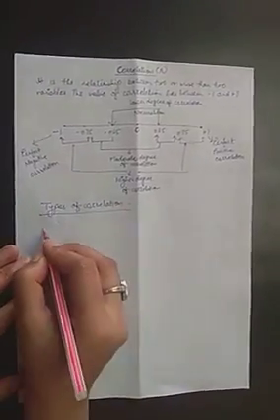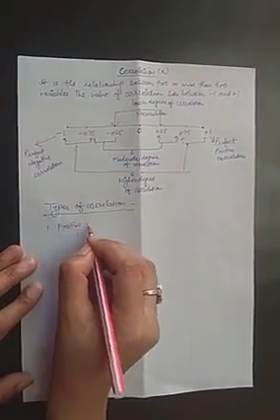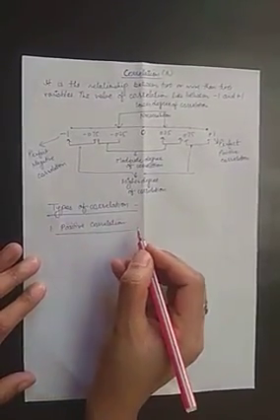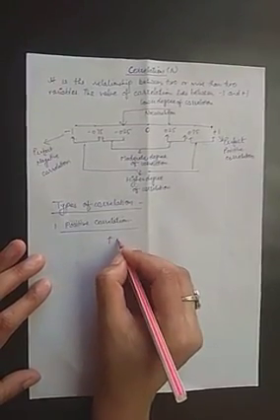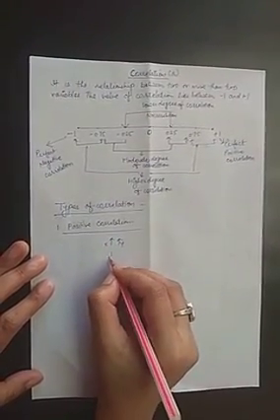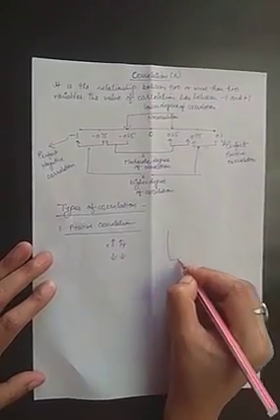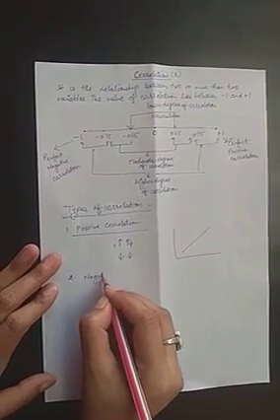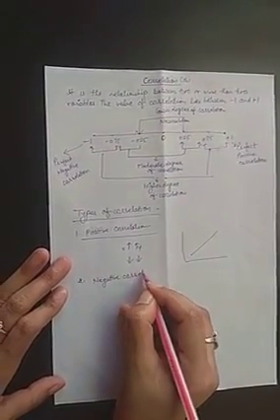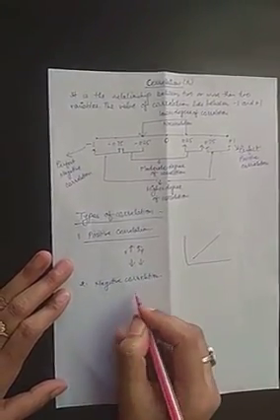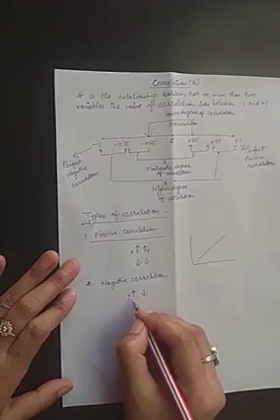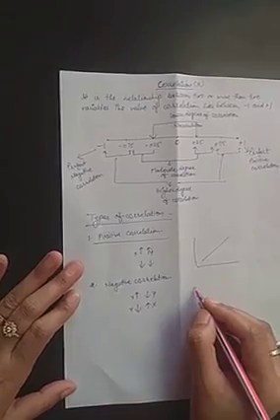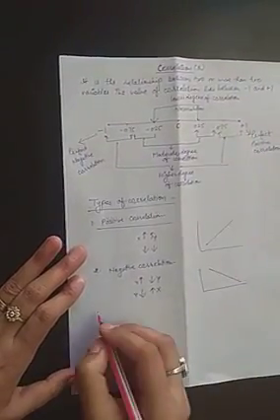Clear? First, positive correlation. Positive correlation means, as I said, there are two variables. If one variable increases, the other variable also increases, or if one decreases, the other also decreases. So what kind of curve will form here? A linear curve. Second, negative correlation. Negative correlation says there is an opposite relationship. If one increases, the other variable decreases, or if one decreases, the other increases. So there is an inverse relationship between the two variables.